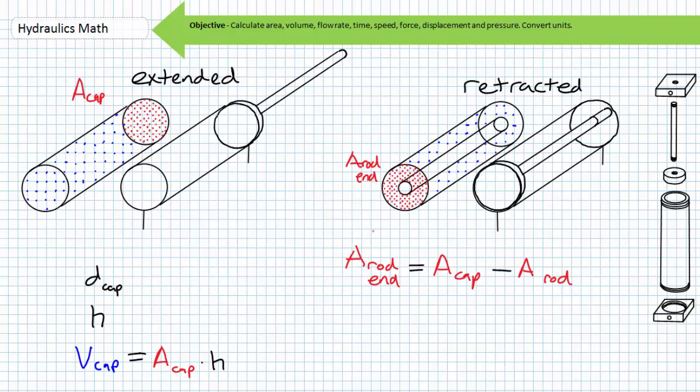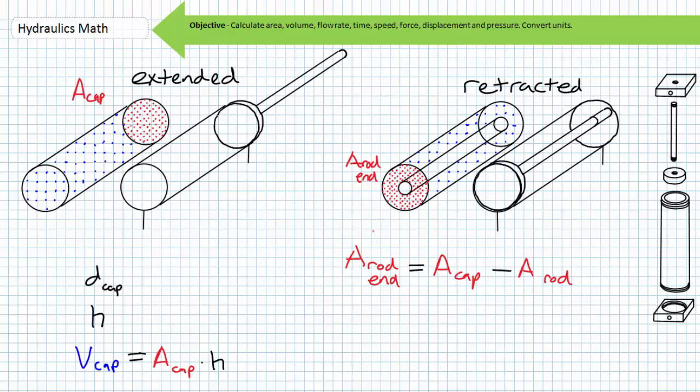Notice the term I'm using. The cap end is the big circle. The rod end is the ring. The rod is the small circle. You simply must remember these facts, understand their significance, and differentiate between these terms. By all means, draw a picture.